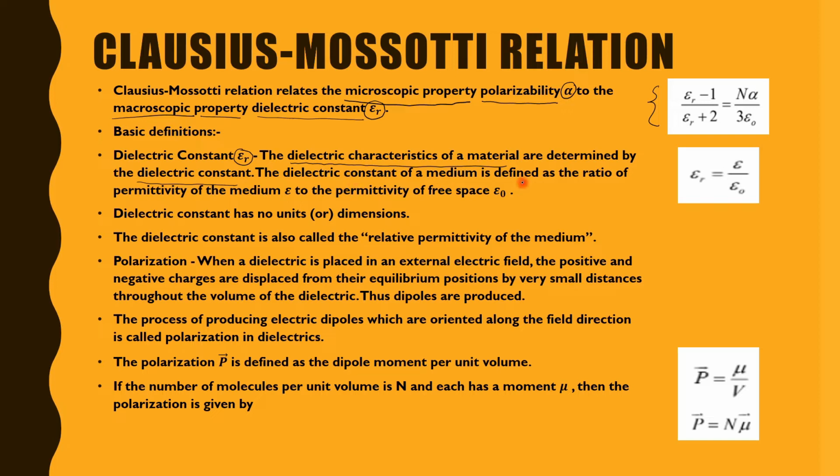The dielectric constant of a medium is the ratio epsilon by epsilon naught, where epsilon is the permittivity of the medium, and epsilon naught is the permittivity of free space. The dielectric constant doesn't have any units or dimensions, and we also call the dielectric constant the relative permittivity of the medium.